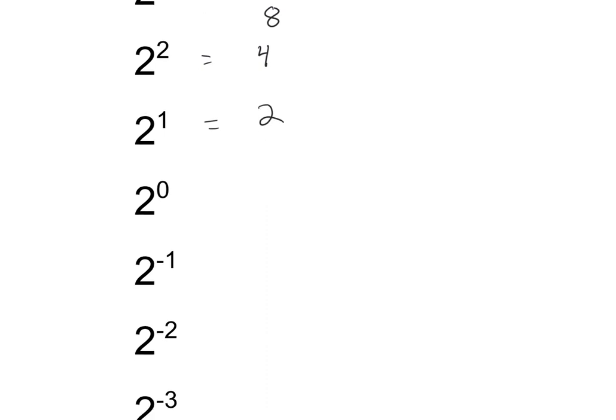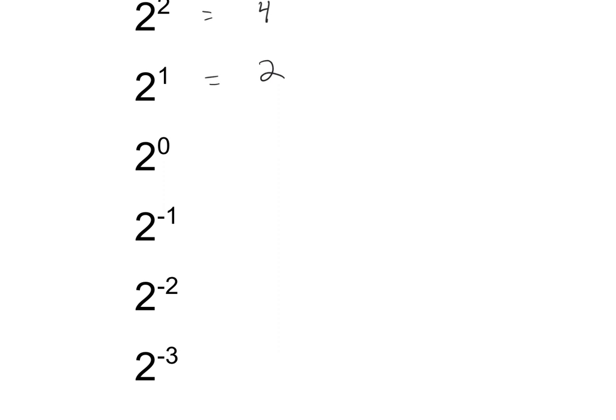Now the one that everybody has trouble with, 2 to the 0. Does anybody remember from Algebra 1, probably didn't do much in geometry, what anything to the 0 power is equal to? 2? No. 1. Anything to the 0 power is always equal to 1. And that's always going to be the case. Anything to the 0 power is 1.